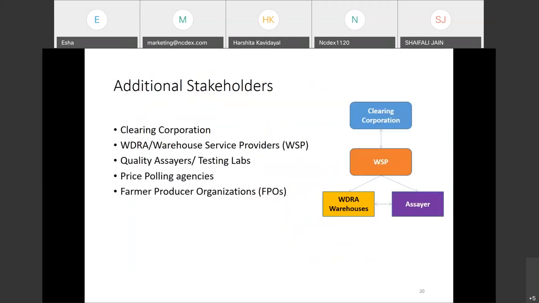Now everybody knows WDRA, as I told you. Then the warehouse service provider is a main functionary in this derivatives market. The most prominent function of WDRA and WSP is to ensure the quality, quantity, integrity, and good delivery. This is the basic function of it. Now the WSP has different rules and regulations, based on which WSP has to operate. It should have a net worth of 10 crores for one commodity and 25 crores for more than one commodity.